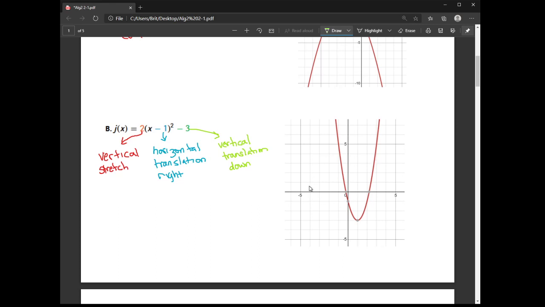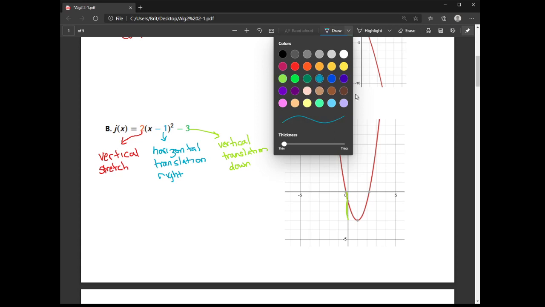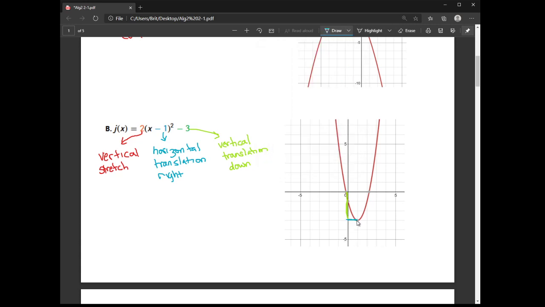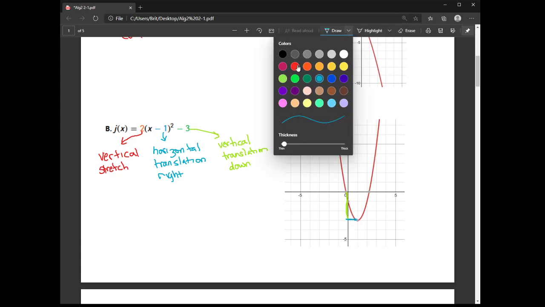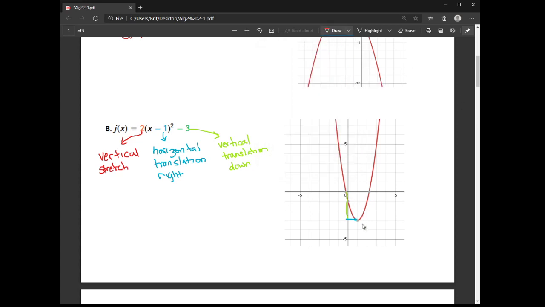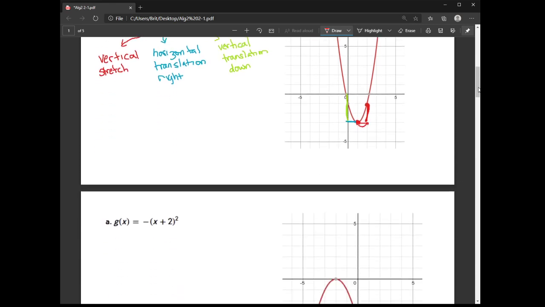So here's my graph. You can see that from the origin, it has gone down by 3. It has gone to the right by 1. And then if I check out that A value, so here's the vertex, here's 1 unit to the side. Do you see when I went 1 unit to the side, it went up by 2 units? That's that vertical stretch. Let's try another one.